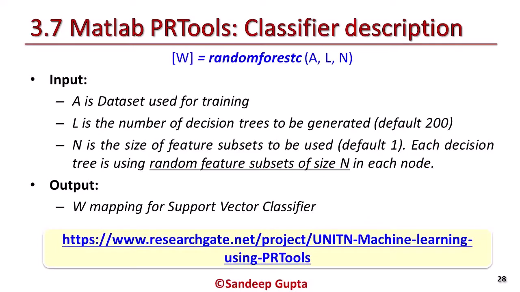Finally, this slide provides MATLAB's PR tools method for the random forest classifier. You can refer to the link provided in the video to learn to program the classification model using random forest. The arguments provided to the random forest method are: A is the dataset for training the model. L is the number of decision trees to be generated. n is the size of feature subsets. W is the mapping function.